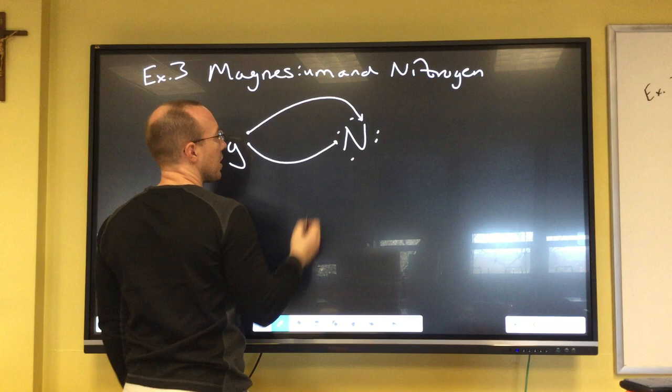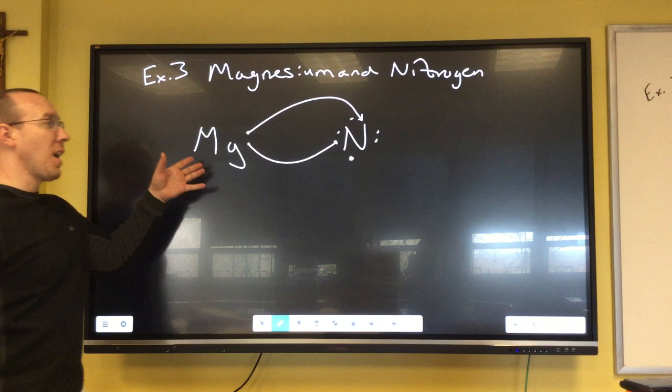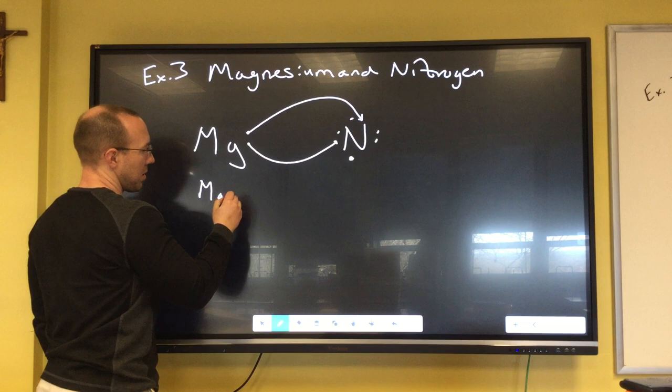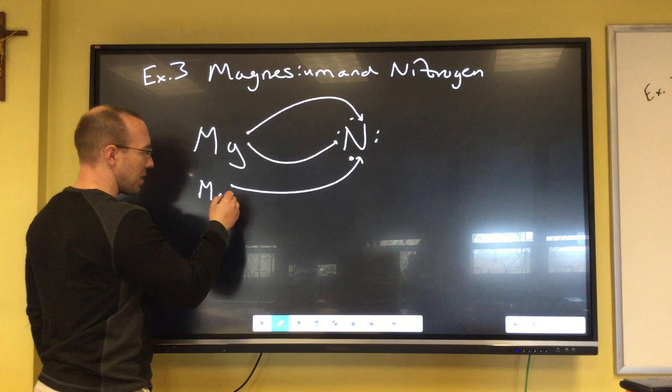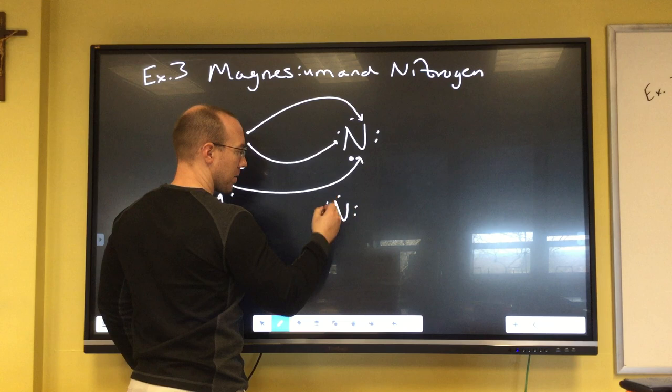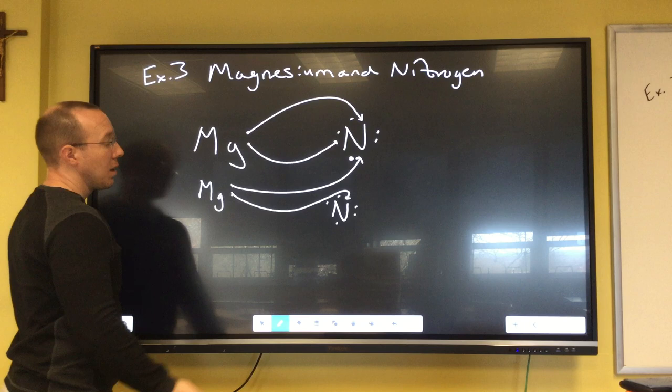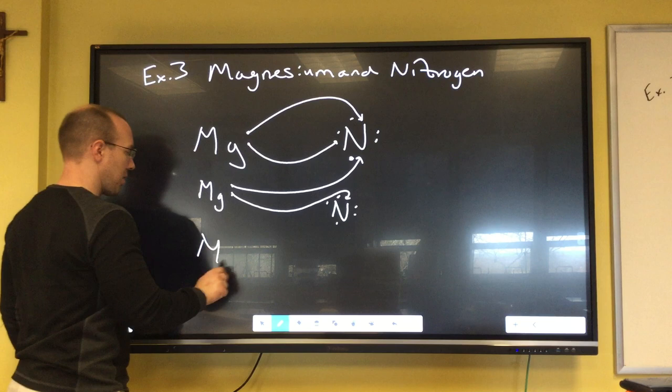But you see, we still have a problem here because magnesium is fine, but nitrogen only has seven. So that means we need another magnesium. So now the nitrogen has eight, which is fine, that's perfect. But magnesium still has one left over here. So we need another nitrogen. It's like going back and forth. Okay, nitrogen now has six. One, two, three, four, five, six. So we need one more magnesium.